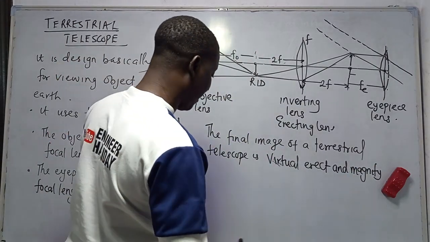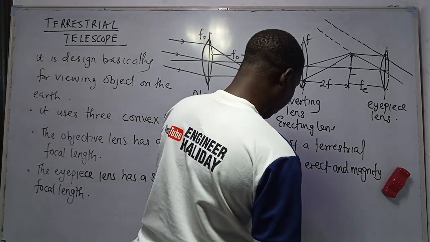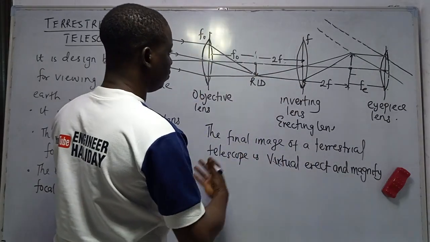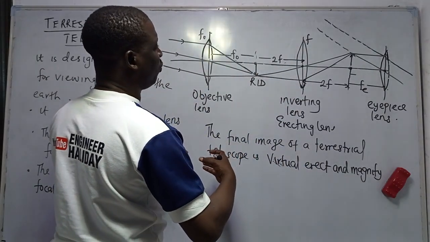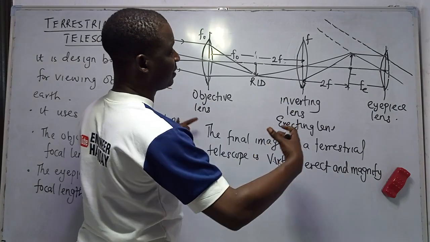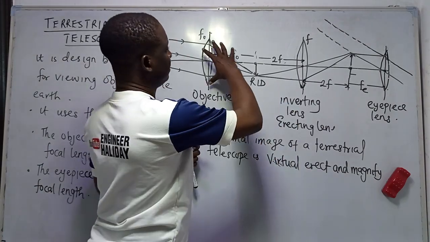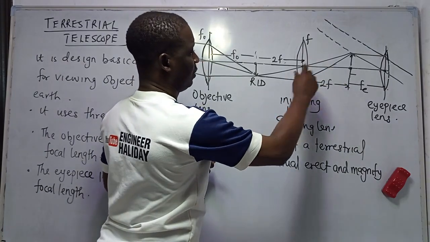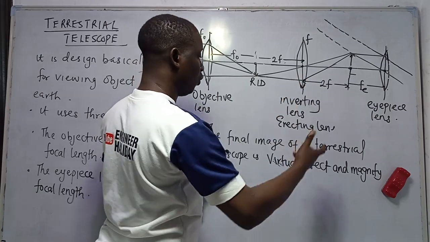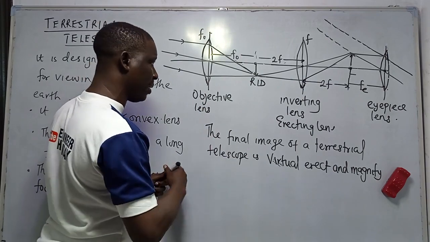Virtual, erect, and magnified. And don't forget that they are suitable for a particular telescope. Although they are too bulky, they are big for you to carry along, because, look at it, they have 3 lenses now. So the additional lens here is what? The erecting lens. So in this case, if you want to calculate the length, let me go there first before I come back to you.